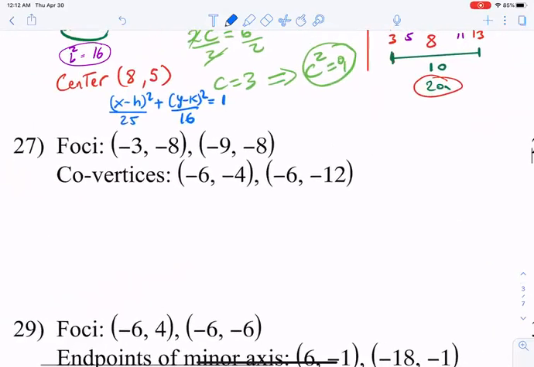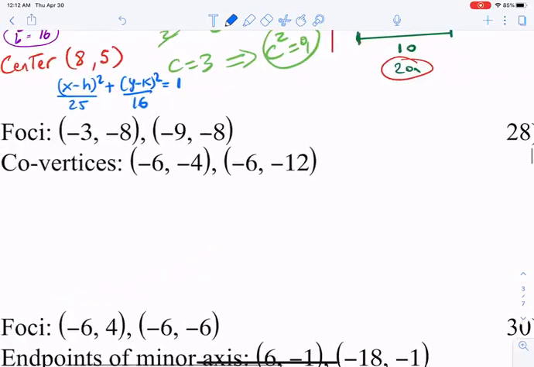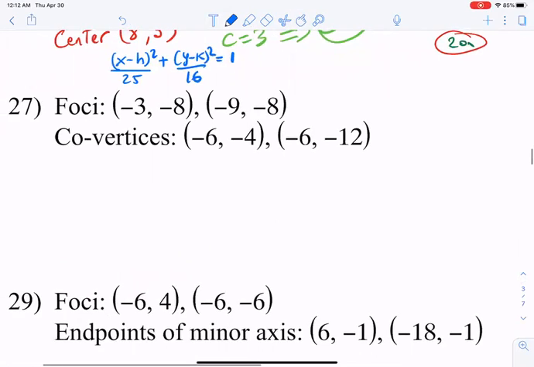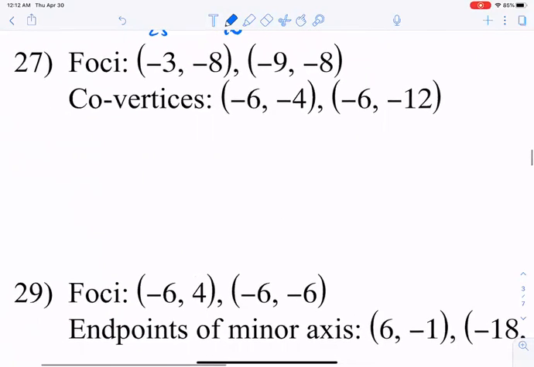So here, let's try to do 2 more, and then after that, that will be it. I'm going to do 1 more. So the foci are the C values, just label them right away, and the co-vertices. Remember, vertices are A's, co-vertices means B's. Okay.